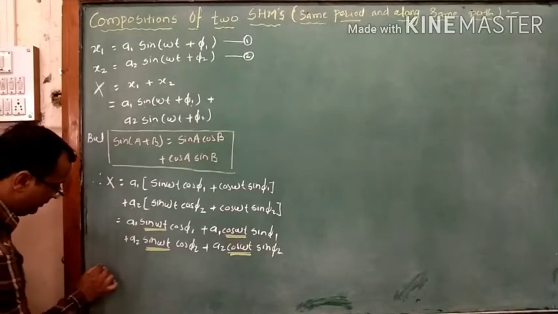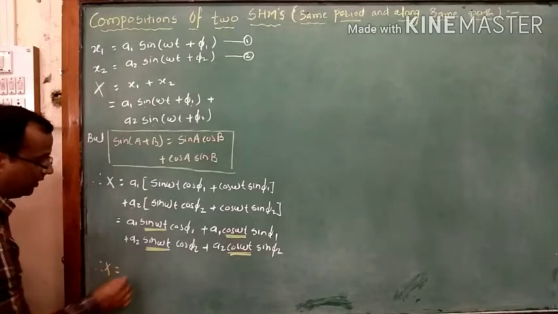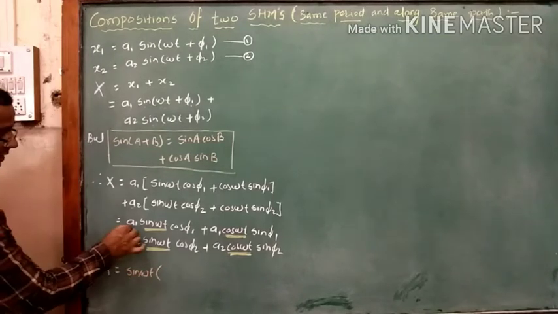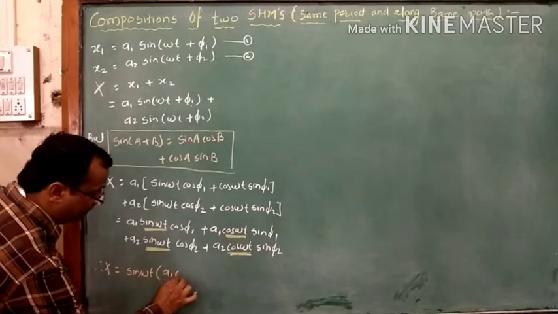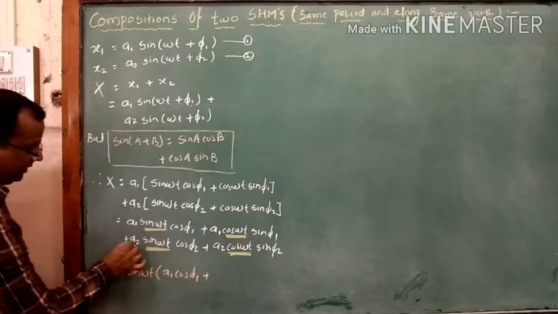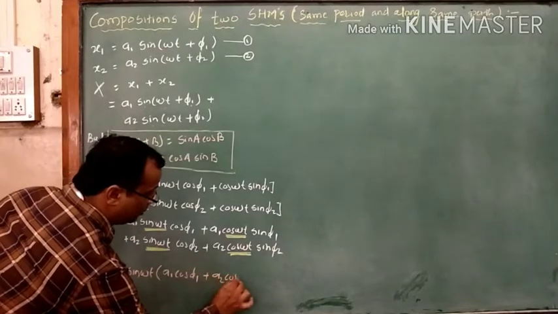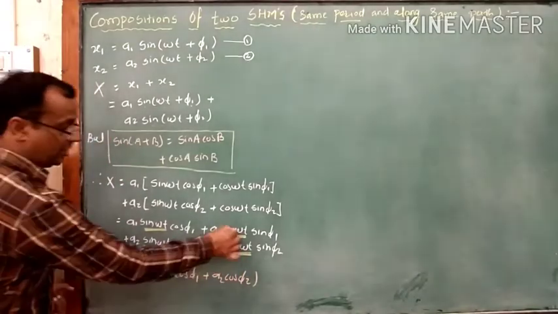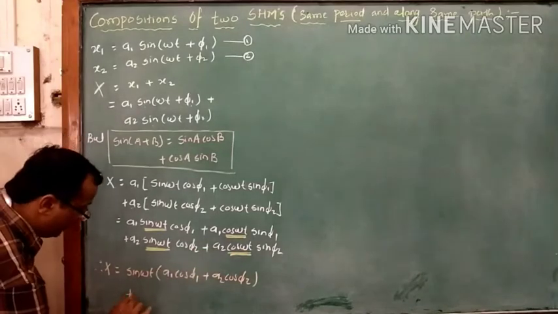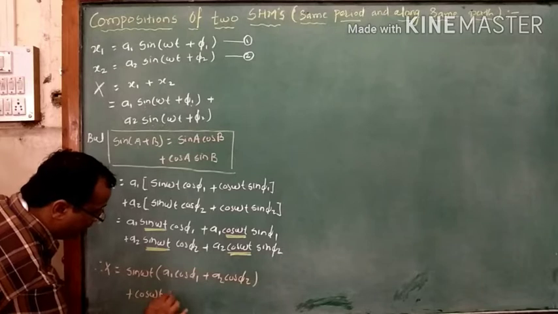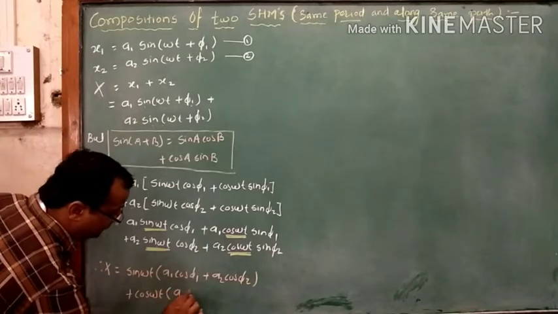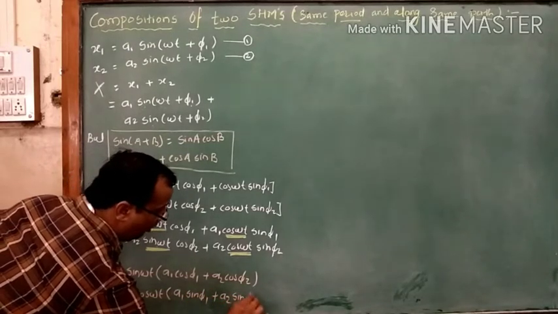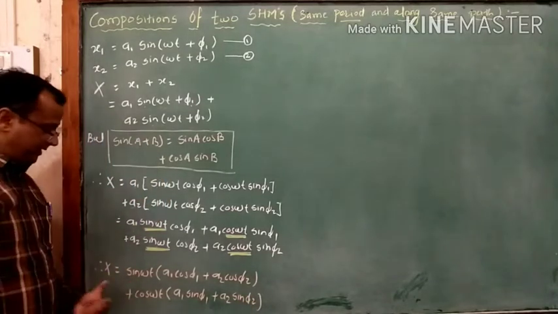Therefore, x is equal to, taking sine omega t common, sine of omega t times, inside the bracket, A1 cos phi 1 plus A2 cos phi 2. Right? Similarly, in the second and fourth terms, cos omega t is common, so take it outside. Plus cos of omega t times, inside the bracket, A1 sine phi 1 plus A2 sine phi 2. Right? We get this equation.